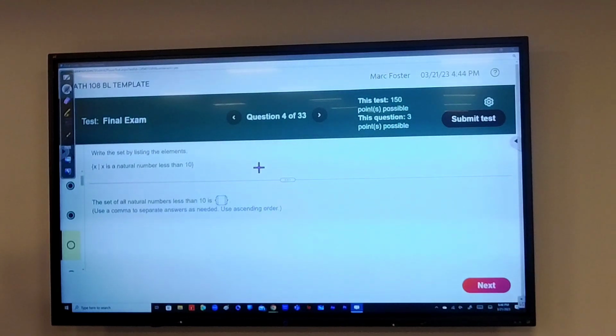List the elements. X is a natural number less than 10. What is a natural number?